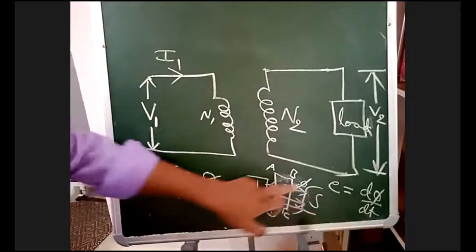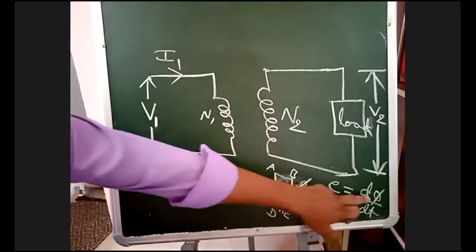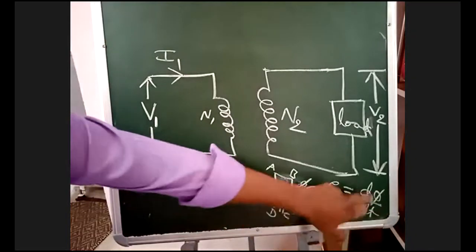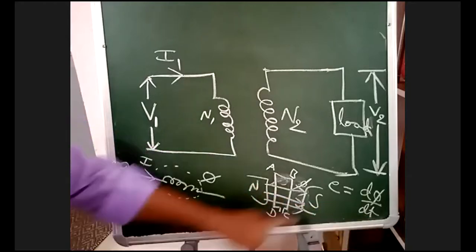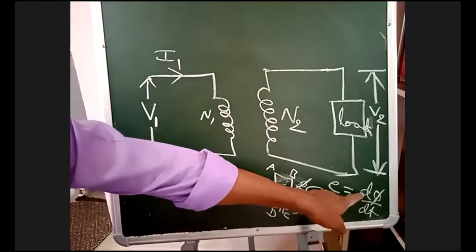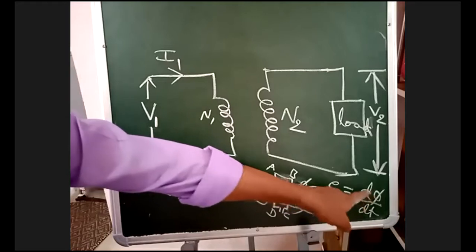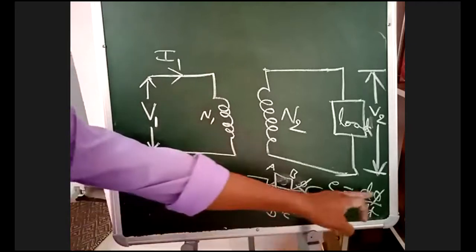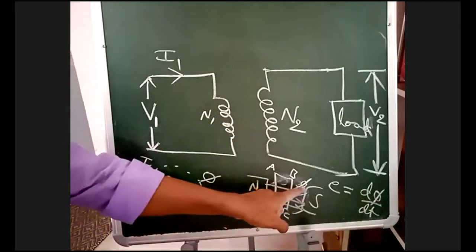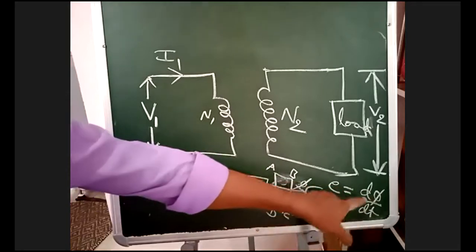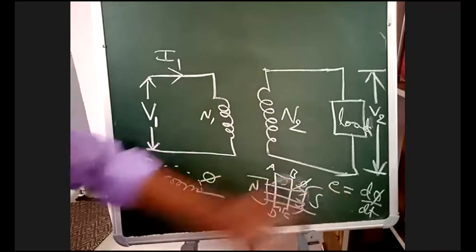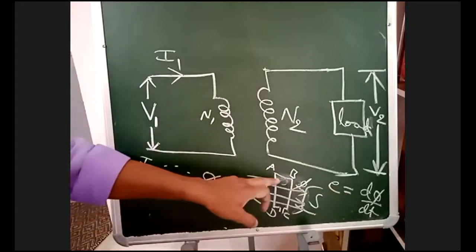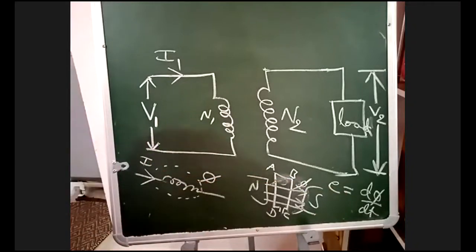D phi means change in the flux. When it is rotating, there is change in the flux. D phi means change in the flux with respect to time; d means change, derivative. Whenever this conductor is cutting this flux, there is change in the flux. Due to this change in the flux with respect to time, some voltage is induced in the conductor. E is called the induced voltage in the conductor.